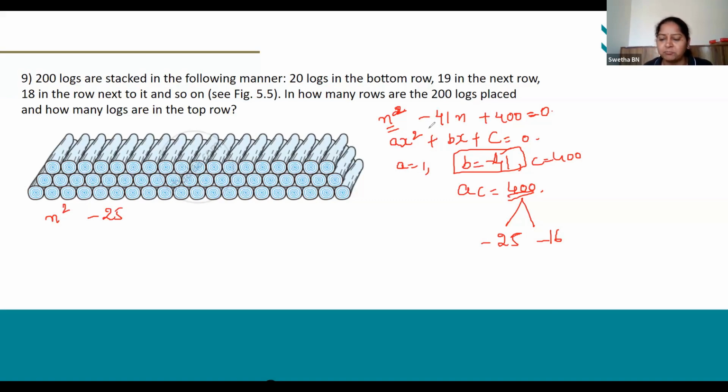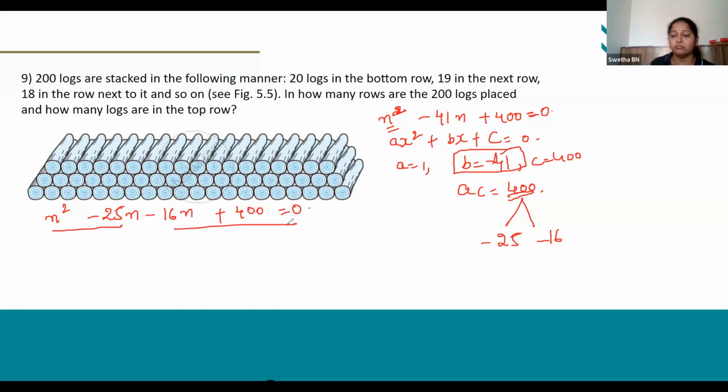I'm just writing simply, you don't have any doubts in this, right? Shreya, Panchami, you know how to split the middle term? No, ma'am. Oh, okay, then fine. 25n minus 16n plus 400 is equal to 0.